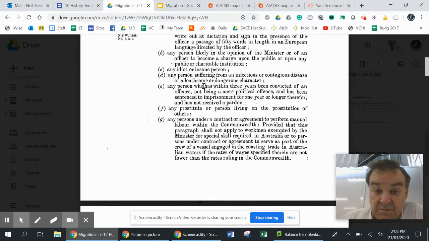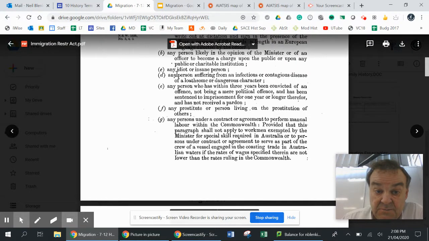Now, I reckon that might cut a few of us out. I've been a bit of an idiot. That might cut me out. B, any person likely in the opinion of the minister or officer to become a charge upon the public. Basically, that means if you're going to have to rely on the government or charities for support, you can't come to Australia.